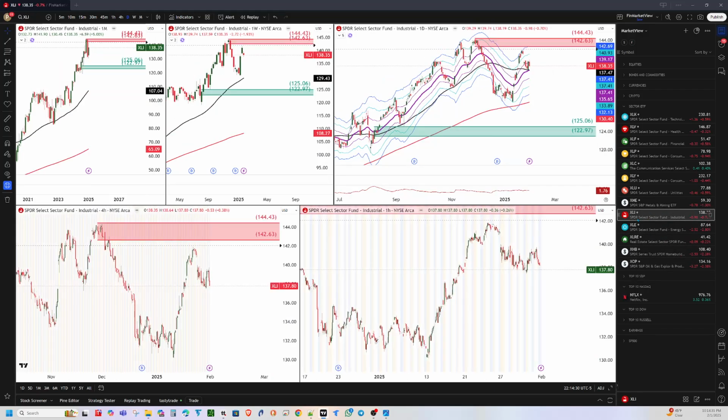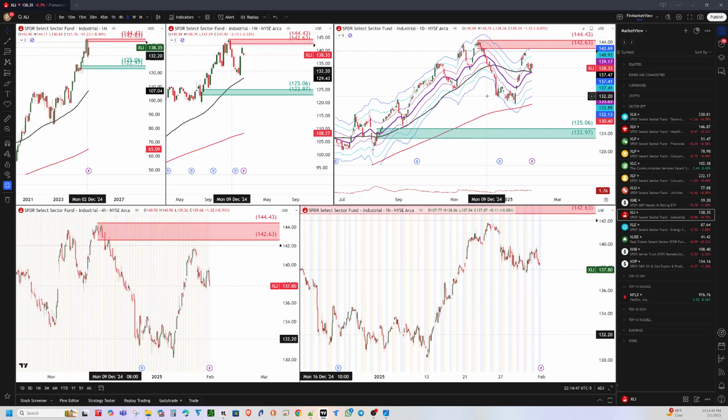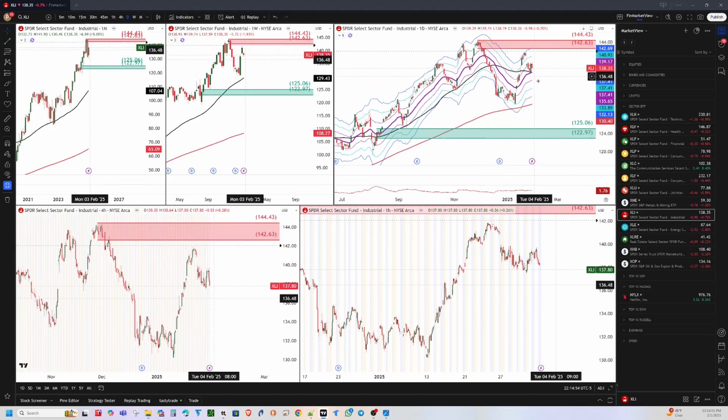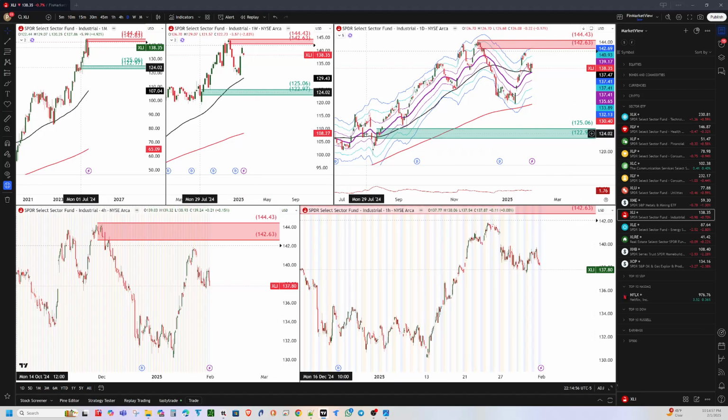XLI, industrial sector. There was a little gap down on the Dow Jones on Friday, so that's why this gap is not covered. But for the industrials, I don't like the chart because it broke this low on the daily time frame. Basically we made a lower high, lower low, so eventually price may come back to this 125. That's the support zone on industrials.